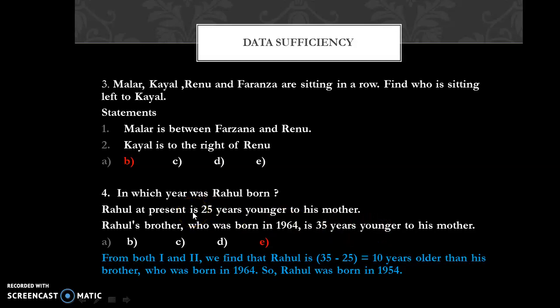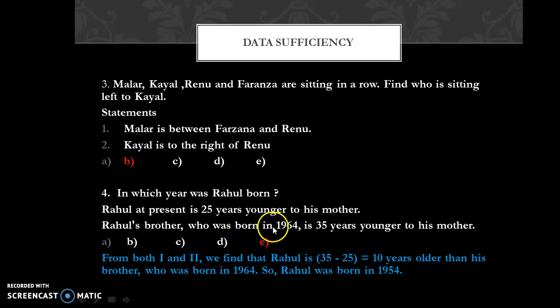So you know Rahul's age: mother's age is 50 and Rahul is 25 years younger, so Rahul's age is 25. And Rahul's brother, who was born in 1964, is 35 years younger than his mother. So if mother's age is 50, then 50 minus 35 is 15 years, that is Rahul's brother's age. And Rahul's brother was born in 1964. So Rahul is 10 years older than Rahul's brother. So you know when Rahul was born.